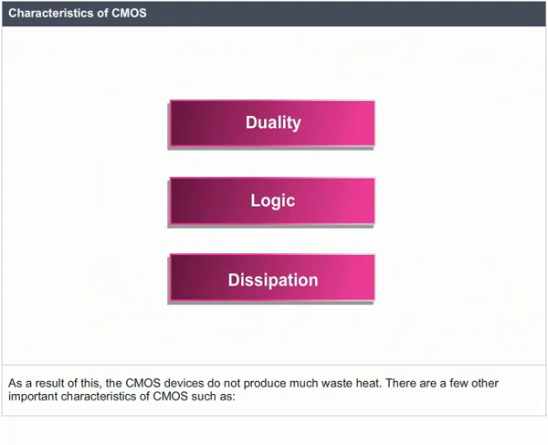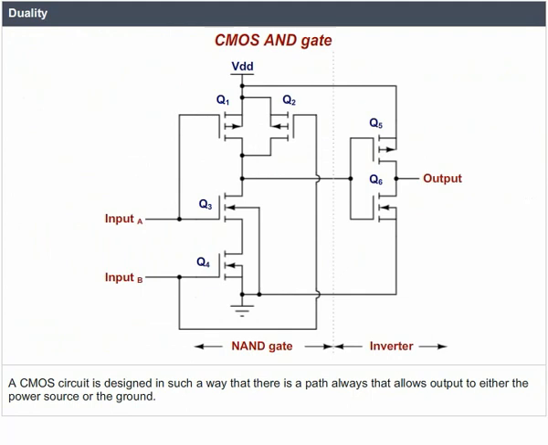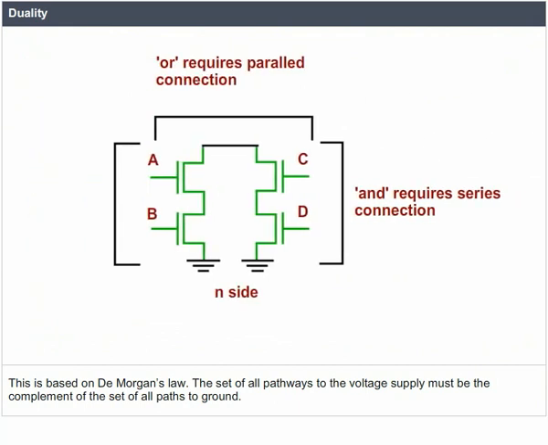Duality. The duality that exists between PMOS transistors and NMOS transistors is an important characteristic of CMOS. A CMOS circuit is designed in such a way that there is always a path that connects the output to either the power source or the ground. This is achieved by defining one in terms of the other. The PMOS transistors in parallel have the NMOS transistors in series, and the PMOS transistors in series have the corresponding NMOS transistors in parallel. This is based on De Morgan's law. The set of all pathways to the voltage supply must be the complement of the set of all paths to ground.